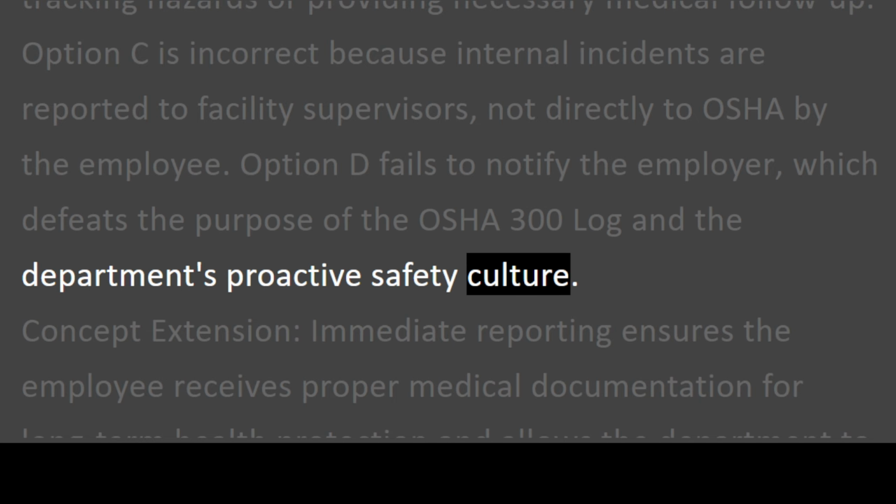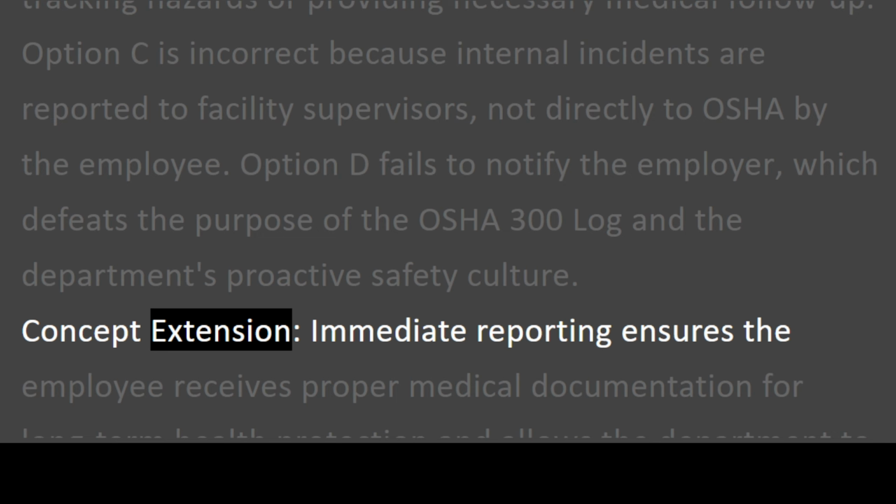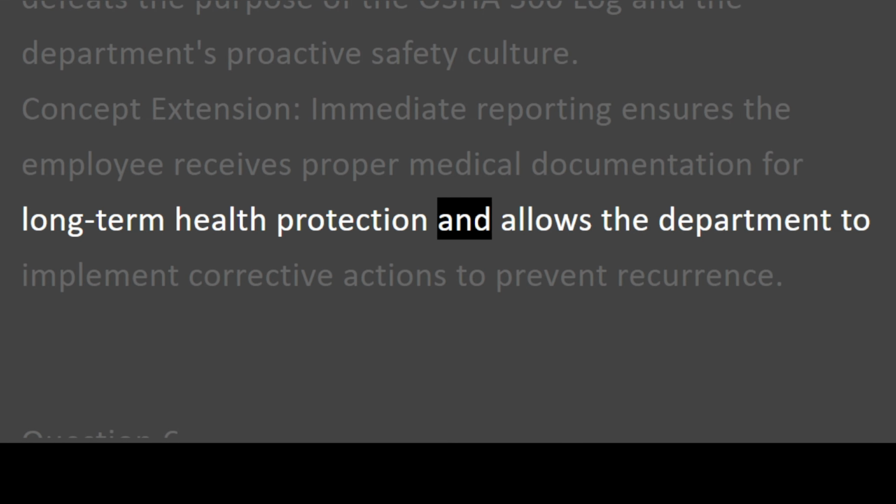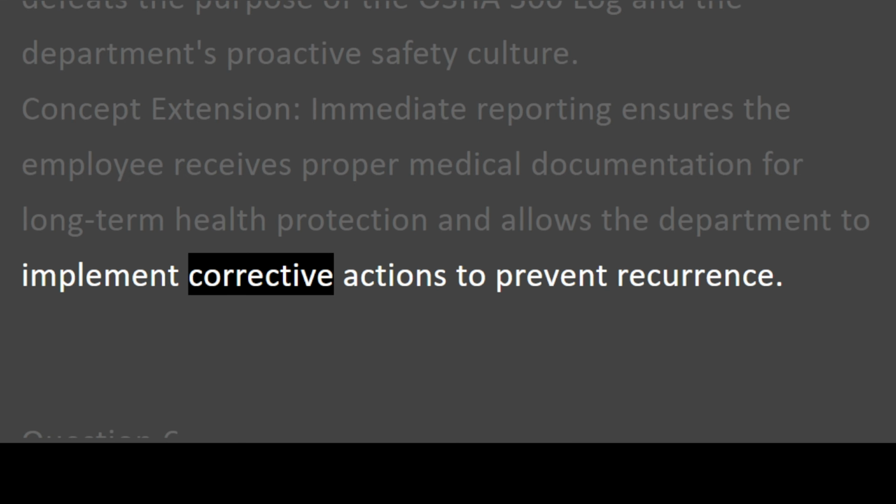safety culture. Concept extension. Immediate reporting ensures the employee receives proper medical documentation for long-term health protection and allows the department to implement corrective actions to prevent recurrence.